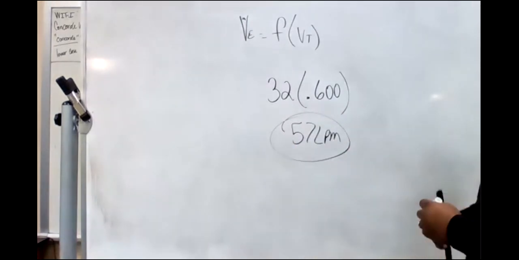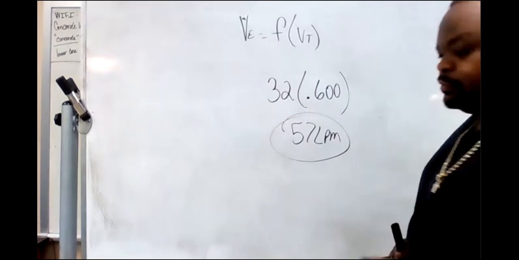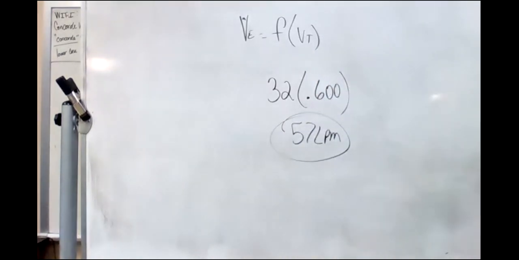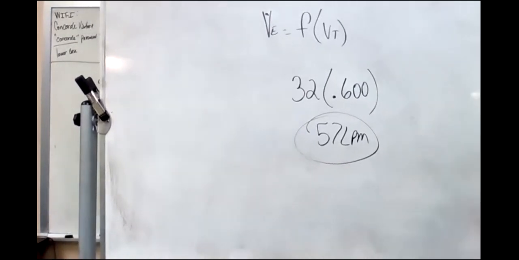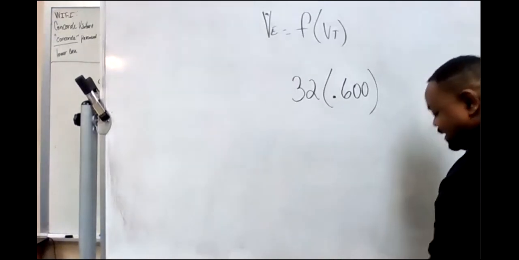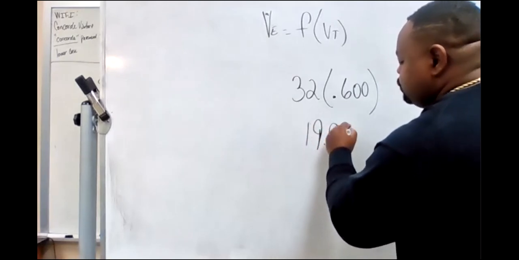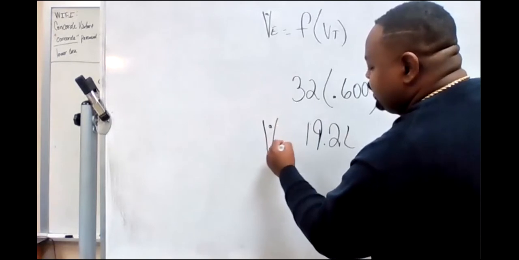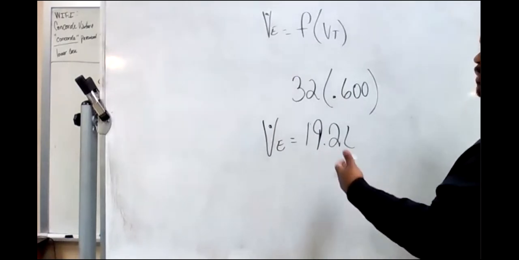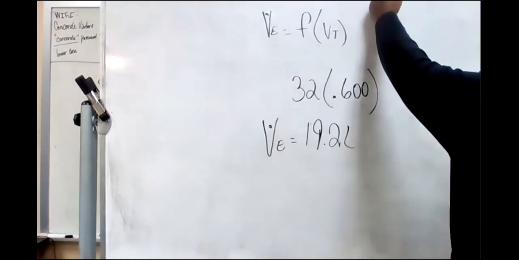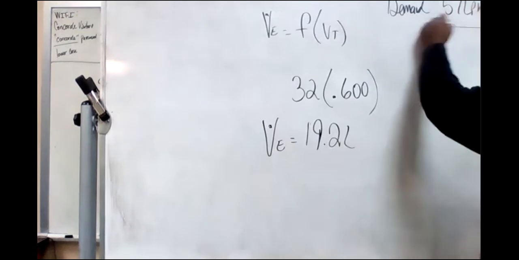So his demand, wait, I'm sorry. I skipped a step. What is the minute ventilation? 19.5. Yeah. All right, so the minute ventilation, I'm sorry, I skipped a step. The minute ventilation is 19 point what? 19.2 liters is the minute ventilation, right? And they said demand is three times this. So 19.2 times three is what? So demand is about 57 liters per minute.